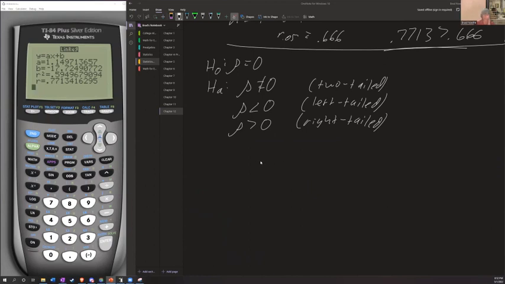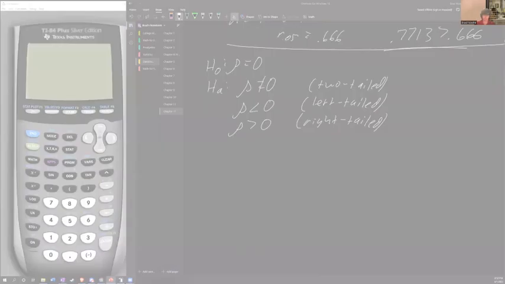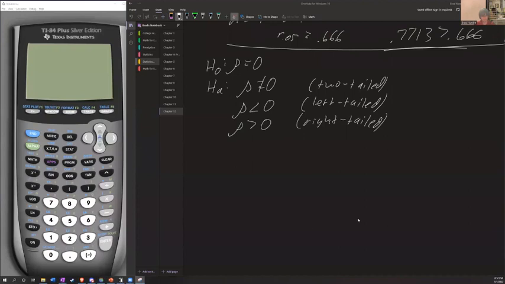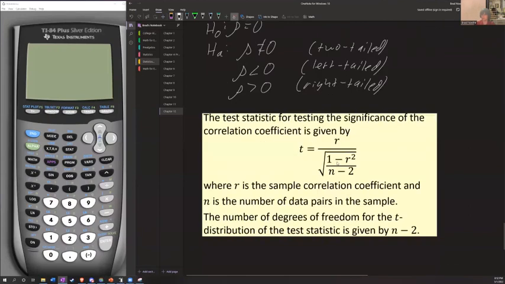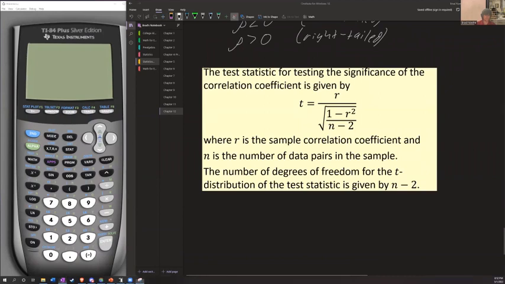Okay. Now, our test statistic formula is going to be given to us here, noting that we are going to be making use of a t-test. And t equals r over the square root of 1 minus r squared over n minus 2, where r is our sample correlation coefficient, n is the number of data pairs we're looking at, and the number of degrees of freedom is n minus 2, noting because we have two variables here. Okay. So for these, we are just going to be comparing our t value here.